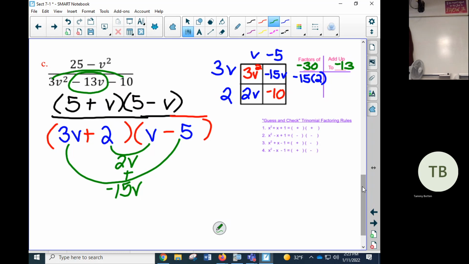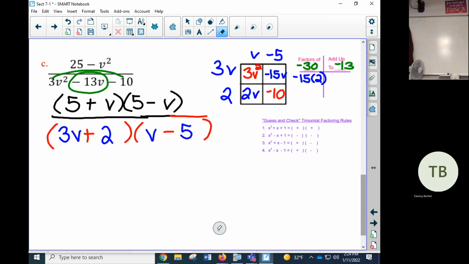And did we? Is 2b plus a negative 15b negative 13b? It is. So some of you might go right to that, and some of you might want to keep on with this for a while. Okay? Now, we got it all factored. Now we just have to decide if we can cross anything out. Can I cross anything out?